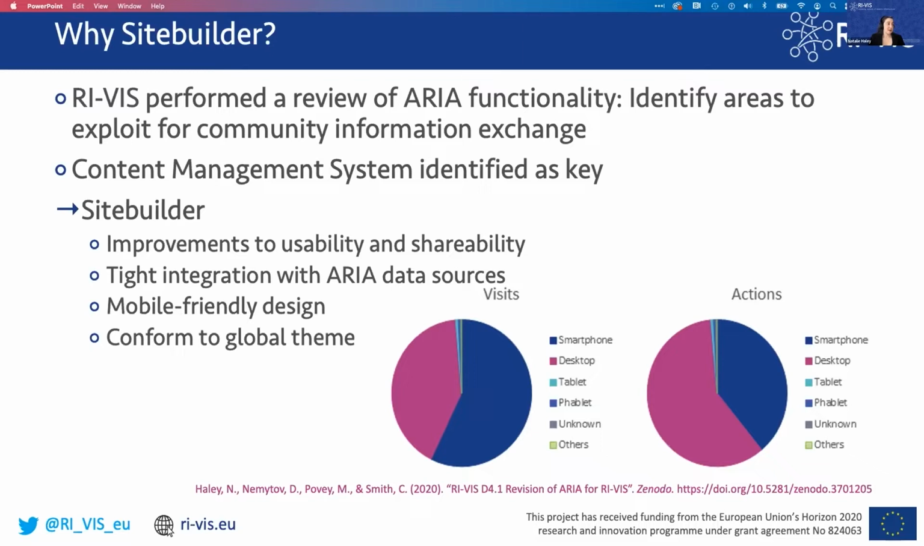I've mentioned mobile-friendly design before, but a very good illustration of it is from some web analytics we had on the RI-VIS website prior to the development of Sitebuilder. So in 2020, we looked at the visits to the website, and you can see on the left-hand side, this is the visits that most of them came from smartphones. So that's a dark blue section here. A smaller proportion came from desktops, but when you look at actions performed on the site, this flips around. So you have more people doing actions on desktops, even though the visits are coming from mostly smartphones. So if you want to do anything kind of intensive on the website, this might hint at the fact that you need to switch over to a desktop to be able to do things well and easily.